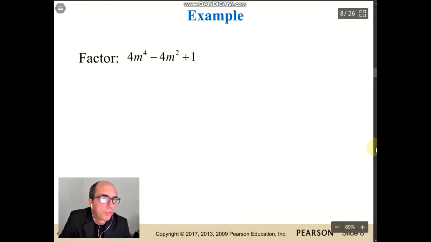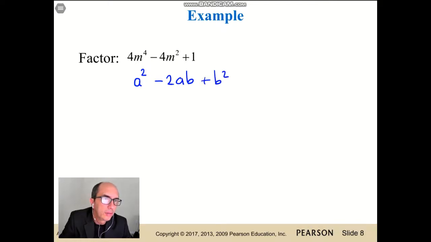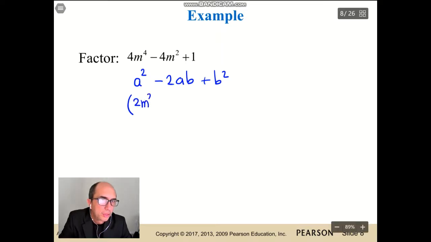Next example. Now we have 4m to the 4th minus 4m squared plus 1. And we have to compare and try to identify the terms here: a squared minus 2ab plus b squared. Let's try to identify. Right, 4 is 2 squared. We can rewrite this first term as 2m squared, which is equal to 4m to the fourth. So this is going to be our a.